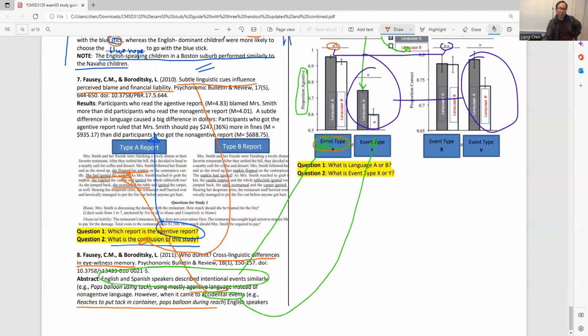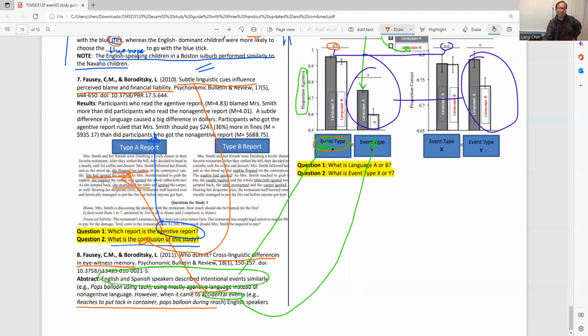What is the conclusion of this study? So the results are here, right? Research participants who read the agentive report ruled that Mrs. Smith, the lady mentioned in the report, needed to pay more in fines than those participants who read the non-agentive report. So those are the results.